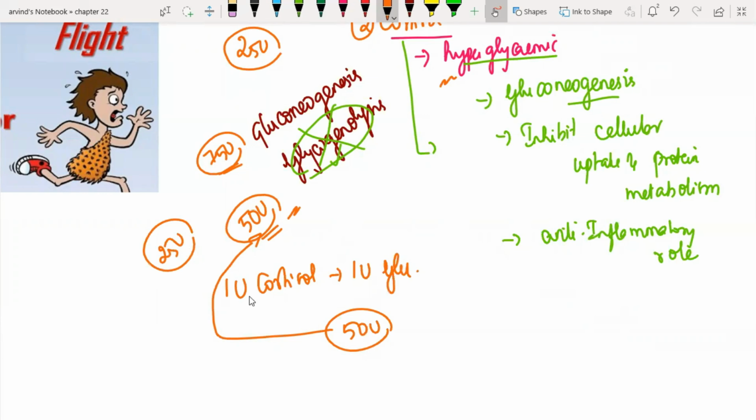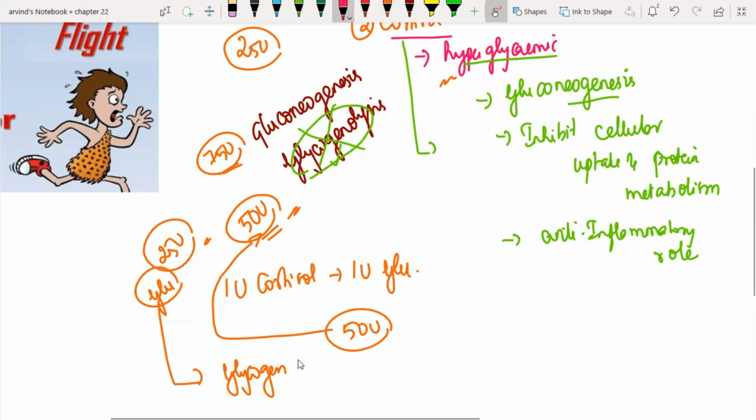That excess 25 units of glucose synthesized by this extra 25 units is going to take the pathway of getting converted to glycogen. So once sufficient glucose levels are obtained in the blood and there is still an excess of glucose present, this cortisol is going to take all that glucose to the liver and get it converted to glycogen. So cortisol is also going to favor glycogenesis.